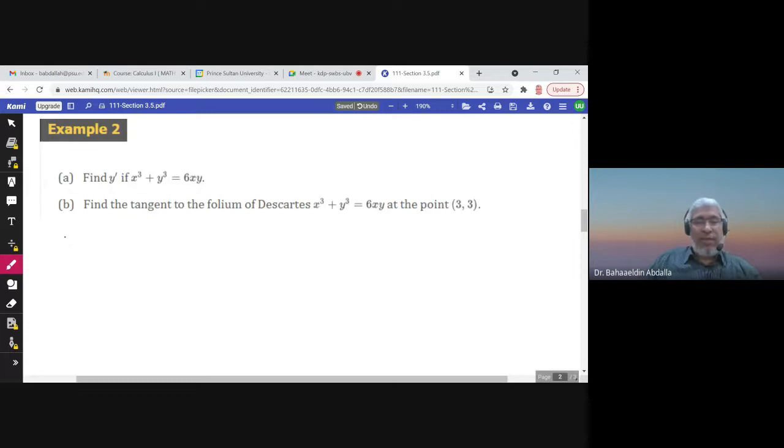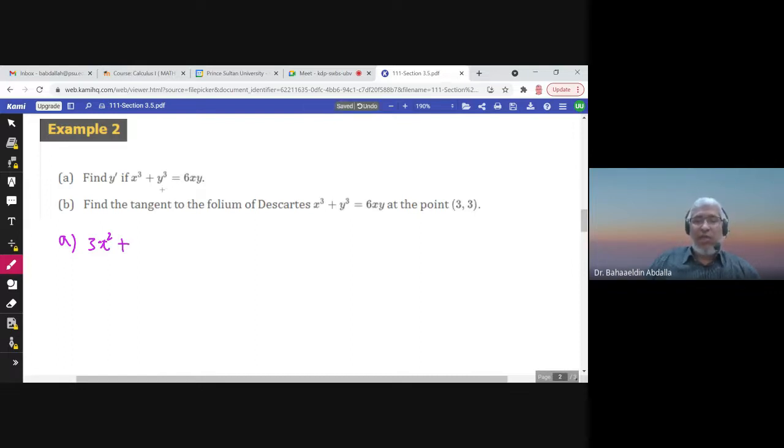Another example: let us find y prime. Y prime means dy by dx. We find the derivative implicitly. We use implicit differentiation, finding the derivative with respect to x. The derivative of x cubed is 3x squared. But for the derivative of y cubed, y is a function of x.